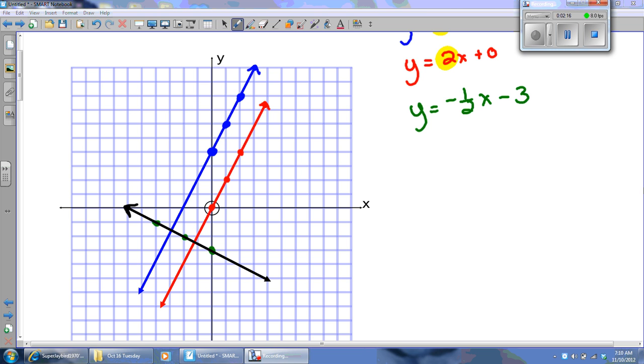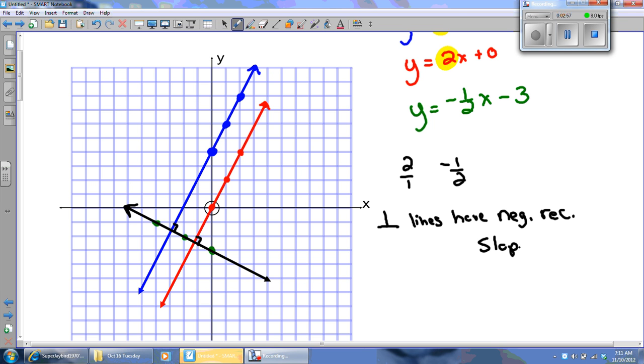What relationship do you suppose the red and blue line have to the black line? Well, if you said they're perpendicular, you are correct. They come together at 4 right angles. Yeah, and look at the slope. It's very similar to the slope of the red one. But I wrote 2 as a fraction. I flip it and change the sign. So perpendicular, that's a symbol for perpendicular. Perpendicular lines have negative reciprocal slopes. All that means is you have to flip the slope and change the sign.